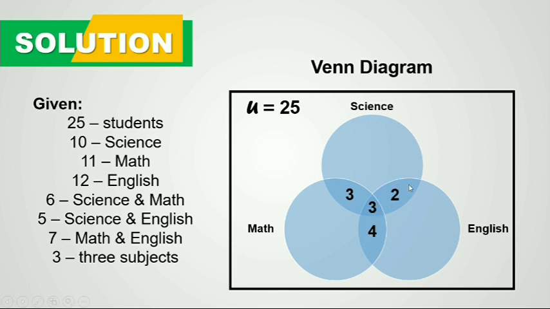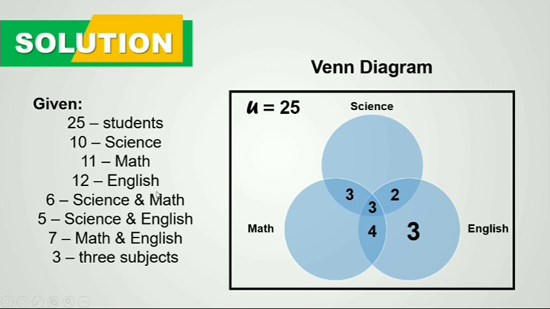so ilan na lang ang kulang? It's 3. So therefore, 3 ang ilalagay natin dito. If we're gonna add this all together, so 3 plus 4, that's 7, plus 3, that's 10, plus 2, that's 12, which is correct in this statement or in the given problem.